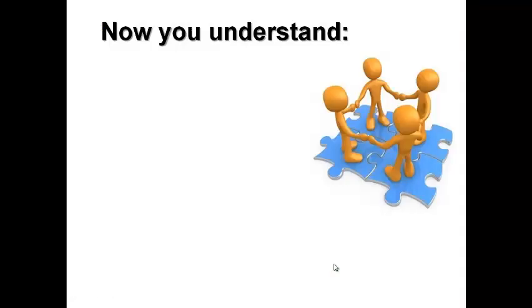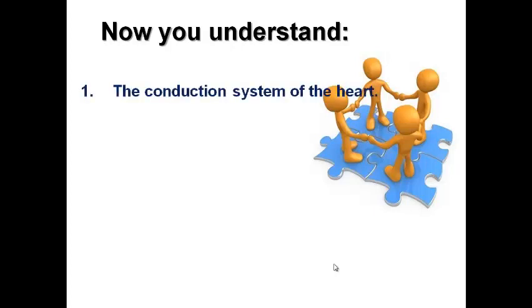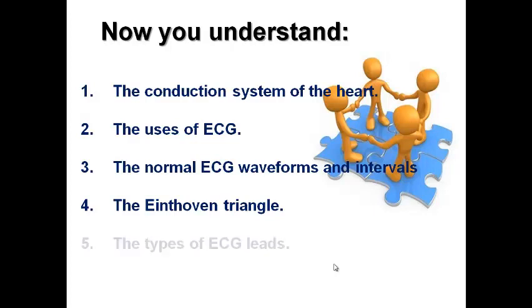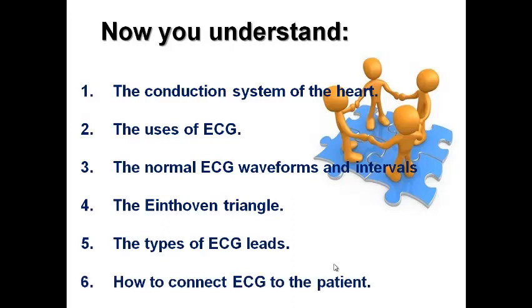So we came to the end of this lecture, which is the ECG basics, and we want to revise what we now understand after we discussed this. We understand now the conduction system of the heart. We can understand the uses of the ECG as we discussed before. We know the normal ECG waveforms and intervals. And we know the Einthoven triangle and how it formulated the arrangement of the ECG leads that we can see now in most ECG books. And we know the types of the ECG leads. And of course, we know how to connect the ECG to the patient.